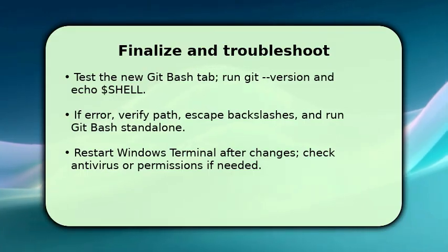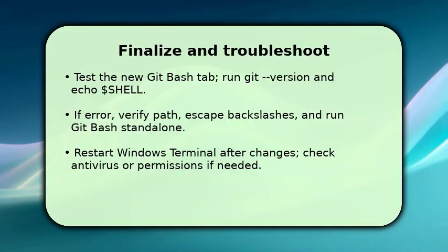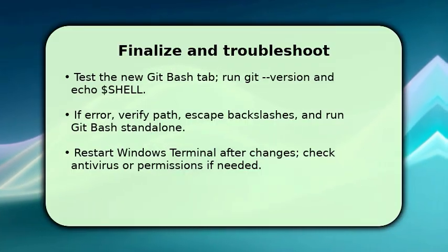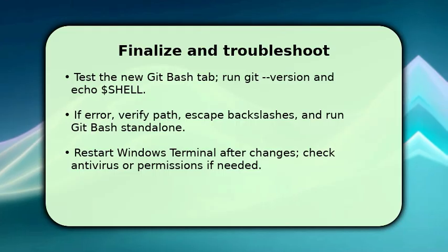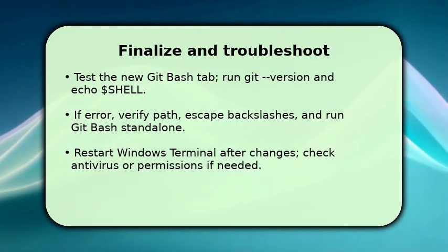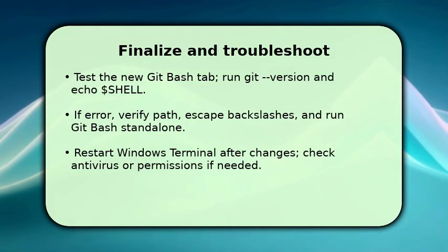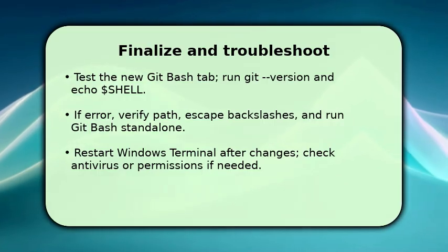Open Git Bash from the terminal dropdown and run git version to confirm. If it fails, check the path string for correct escaping of backslashes or typos, and try launching the same bash.exe directly from Explorer to isolate Windows Terminal issues.